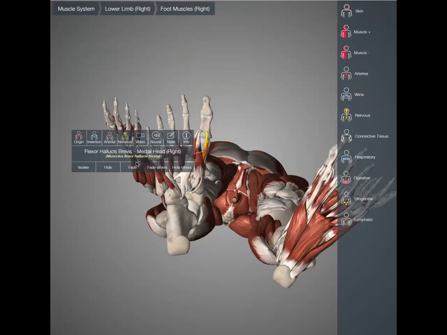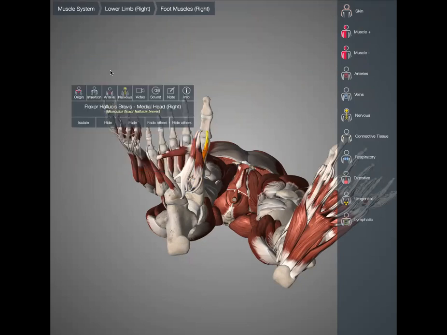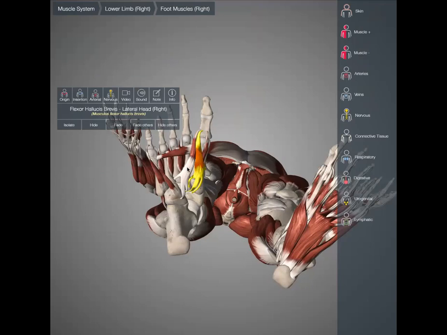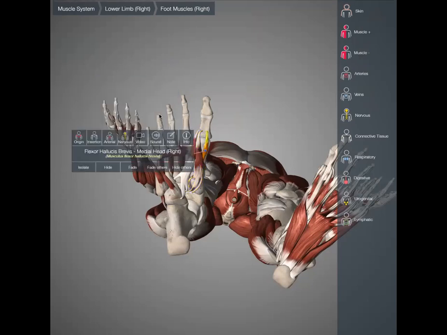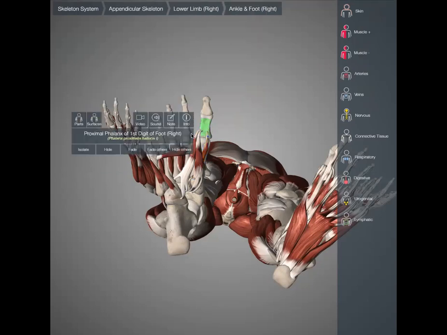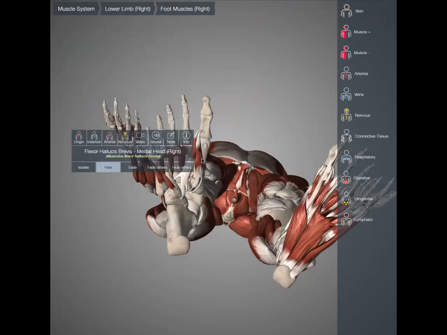The flexor hallucis brevis, it has two heads, as we said. The lateral one originates from the plantar surface of the cuboid and lateral cuneiform, and the medial originates from the tendon of the posterior tibialis. Okay, and they both converge into a single muscle belly, which attaches to the base of the proximal phalanx of the greater toe. Okay, so this muscle is done. We'll hide it.